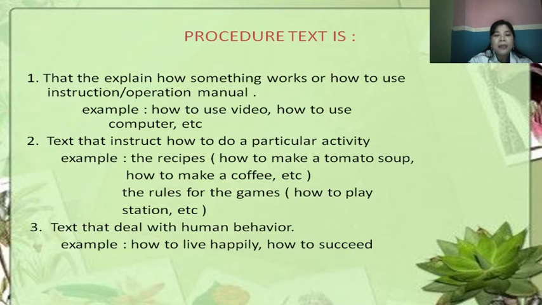And then the second, the procedure text that instructs how to do a particular activity. Example, the recipes, how to make tomato soup, how to make coffee, etc. Or the rules for a game, how to play the station. And then the text number 3, the text that deals with human behavior. Example, how to live happily, how to succeed.